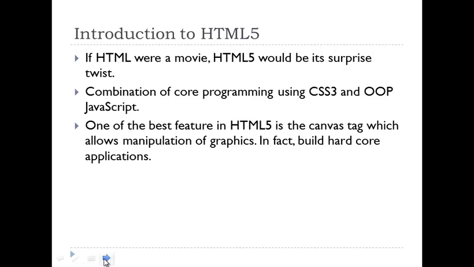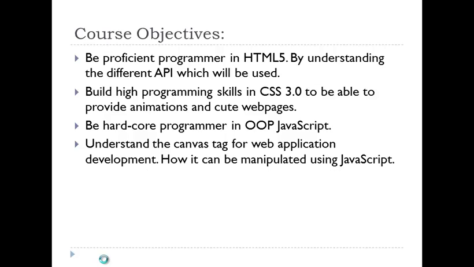If HTML were a movie, HTML5 would be its surprise twist. It's just a combination of core programming using CSS3 and object-oriented programming using JavaScript. One of the best features in HTML5 is a canvas tag, which allows manipulation of graphics. In fact, build hardcore applications.